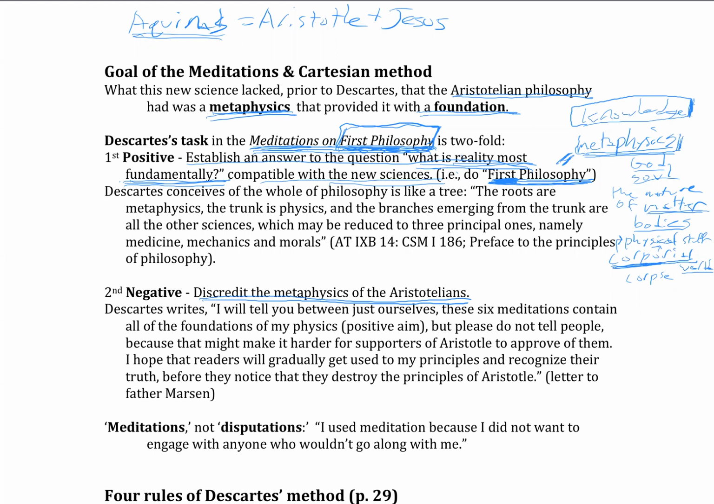So he'll conceive of the whole of philosophy like a tree, where the roots are metaphysics, the trunk is physics, and the branches emerging from the trunk are all the other sciences, which may be reduced to three principal ones, namely medicine, mechanics, and morals.